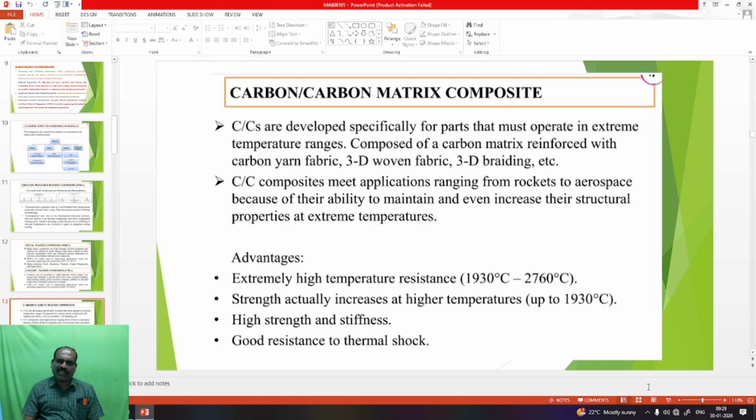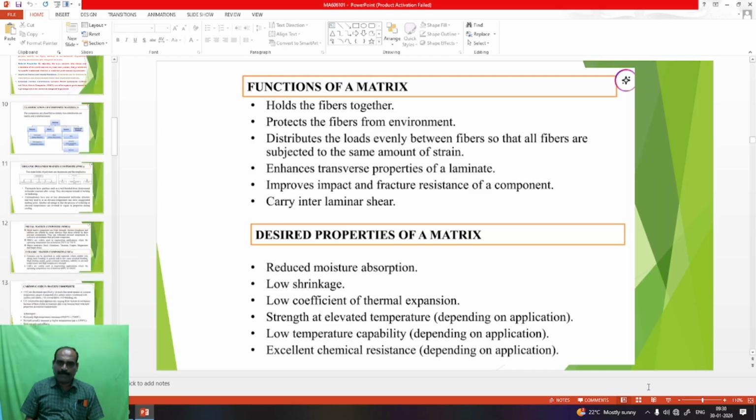The carbon matrix composites meet applications ranging from rocket to aerospace because of their ability to maintain and even increase their structural property at extreme temperature. Advantages of these carbon matrix composites: they are used in highly elevated temperatures ranging from 1930 degrees C to 2760 degrees C, and have good strength at elevated temperature up to 1930 degrees C, high strength and stiffness, and good resistance to thermal shock because of their high temperature withstanding capacity.